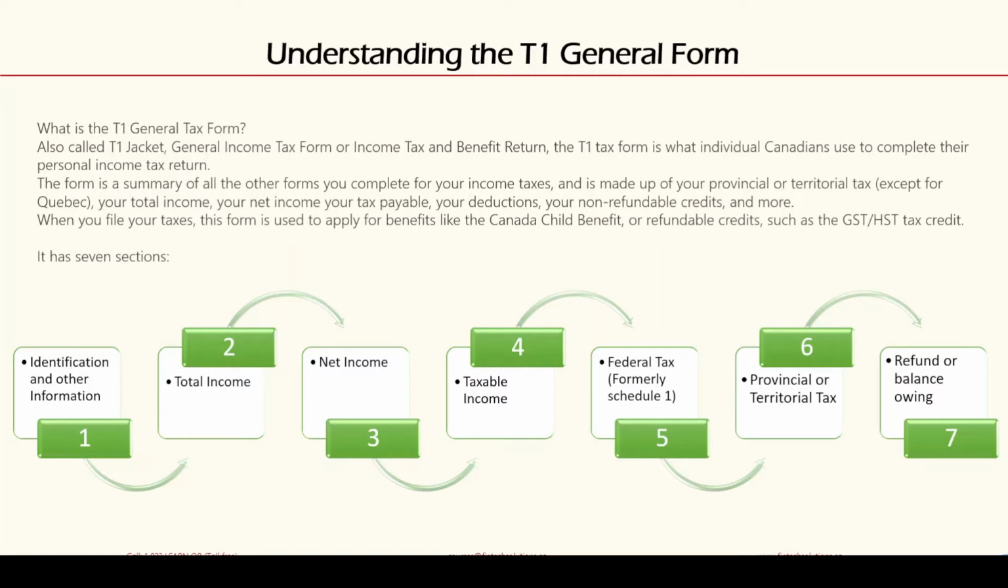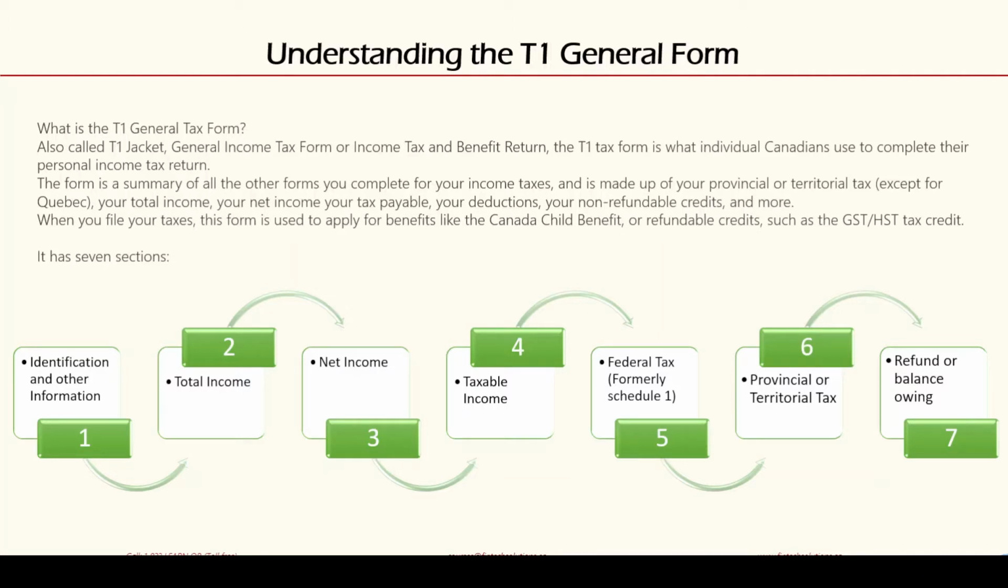The form is a summary of all the other forms you complete for your income taxes and is made up of your provincial or territorial tax, except for the province of Quebec, your total income, your net income, your tax payable, your deductions, your non-refundable credits, and more. When you file your taxes, this form is used to apply for benefits like the Canada Child Benefit or refundable credits such as the GST/HST tax credit.